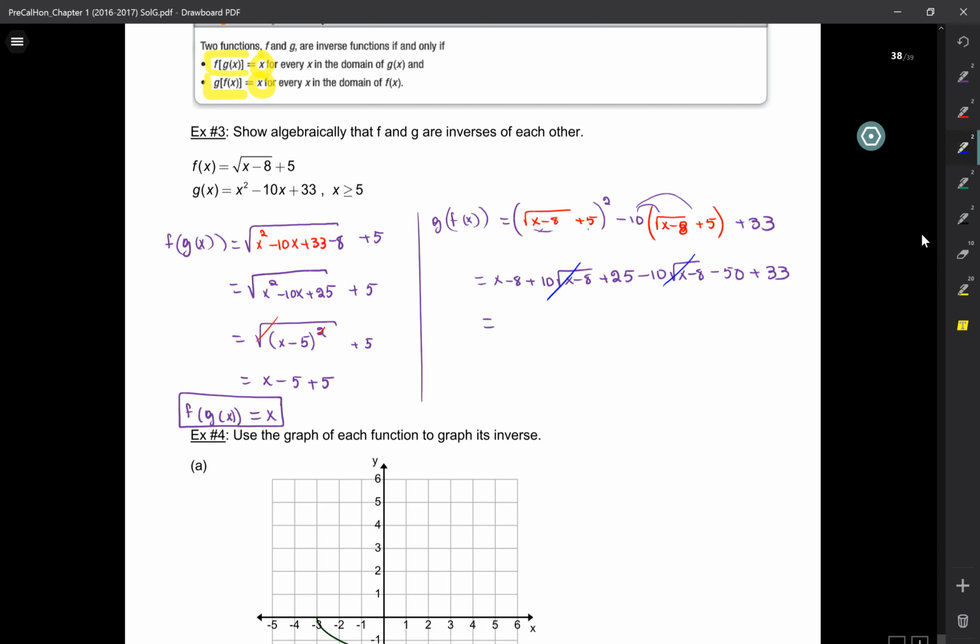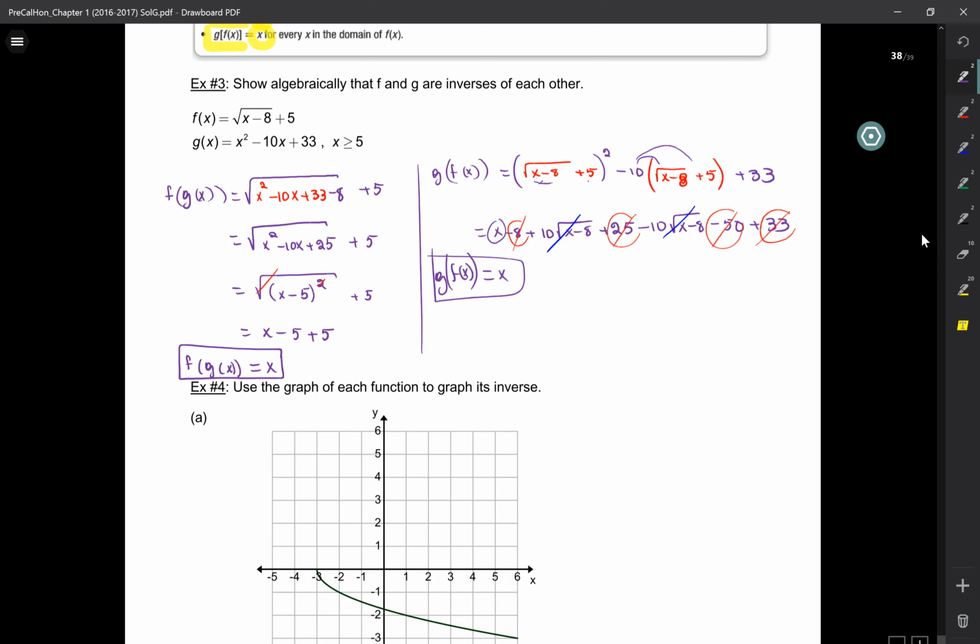And let's see what we've got here. Well, it turns out we've got a 33 minus an 8, which is 25, plus 25 is 50, minus 50, oh my goodness, they all go away, and I'm left with x. So g of f of x is just x. All right, and there you have it. Since I got x here and I got x here, f and g are inverses.